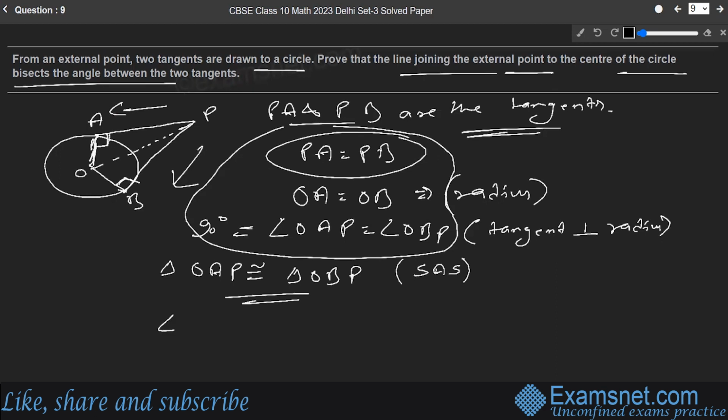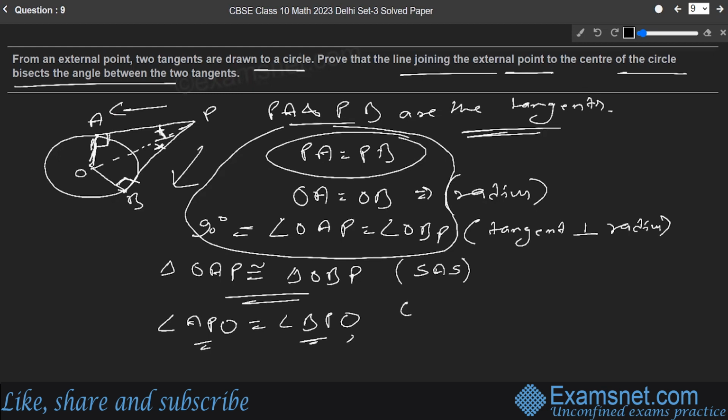So we can conclude angle APO is equal to angle BPO. That is, we are talking about these two angles. These two angles are also equal, and that's what they had wanted us to know. So angle APO is equal to angle BPO.